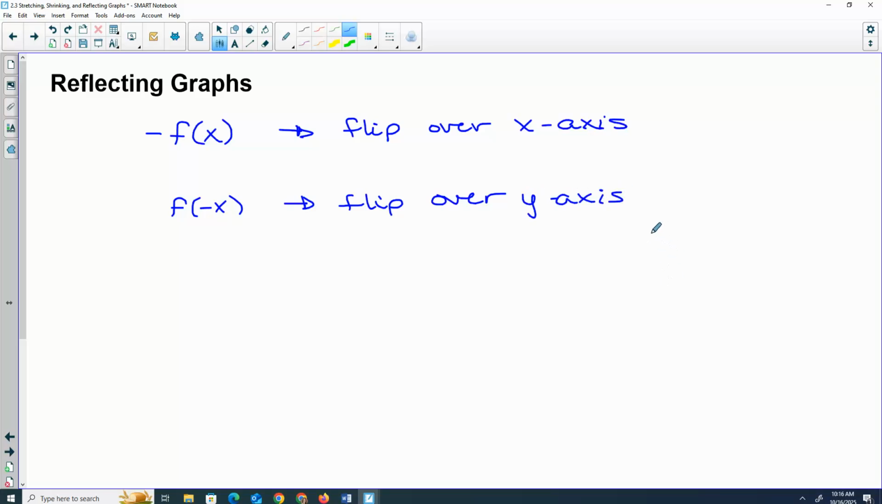Yeah. So flipping or reflecting, just going to change it over the axis. Out in front makes your y's negative, so it flips it over the x-axis. Inside makes x's negative, so it flips it over the y.